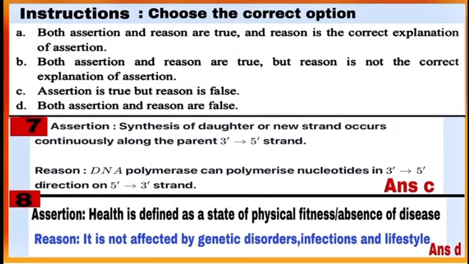Question 7, assertion. Synthesis of daughter or new strand occurs continuously along the parent 3' to 5' strand. Reason. DNA polymerase can polymerize nucleotides in 3' to 5' direction on 5' to 3' strand. Correct option is option C.